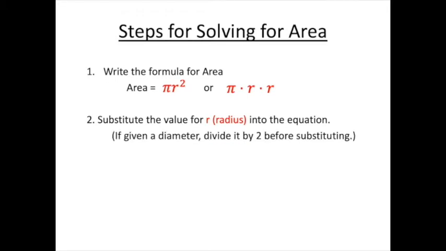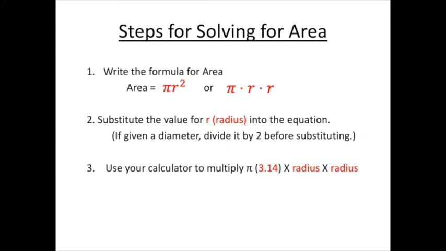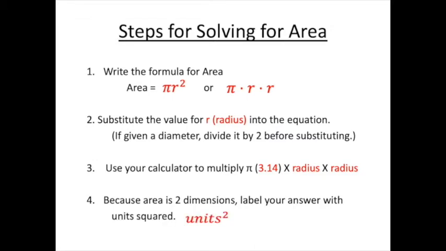Don't forget that if you're given a diameter, you have to divide it by 2 before substituting, because the diameter is equal to 2 times the radius, or the radius is half the diameter. We can use our calculator next to multiply 3.14 times the radius times the radius. Because area is 2 dimensions, don't forget to label our answers with units squared. The 2 on the units squared represents that this is a 2-dimensional measurement, measured in squares.